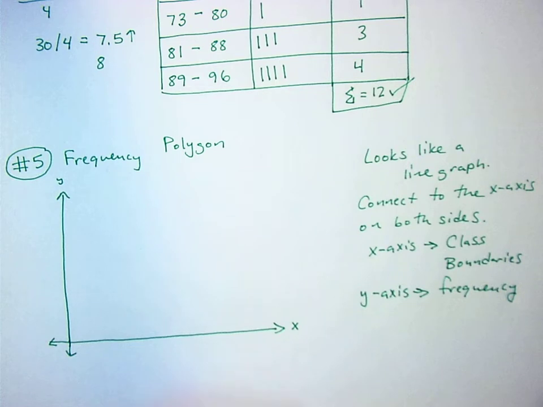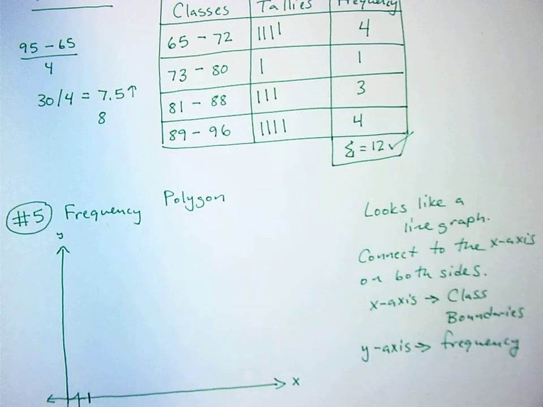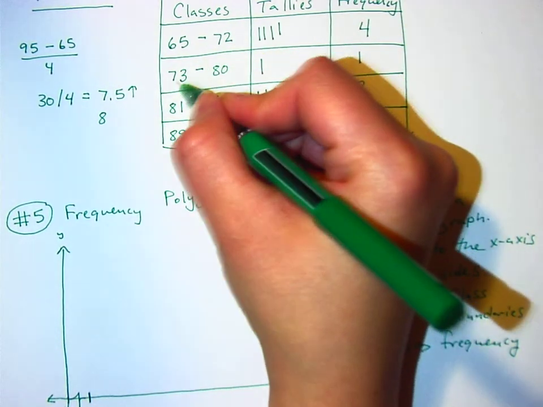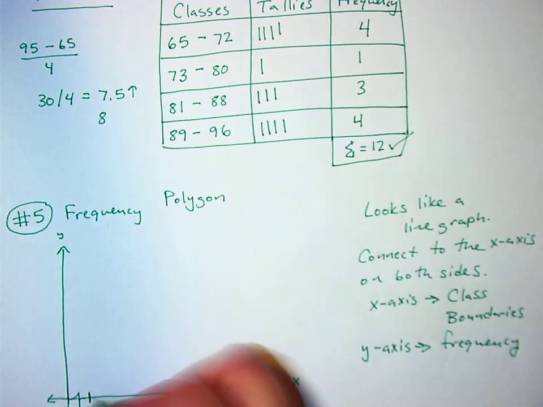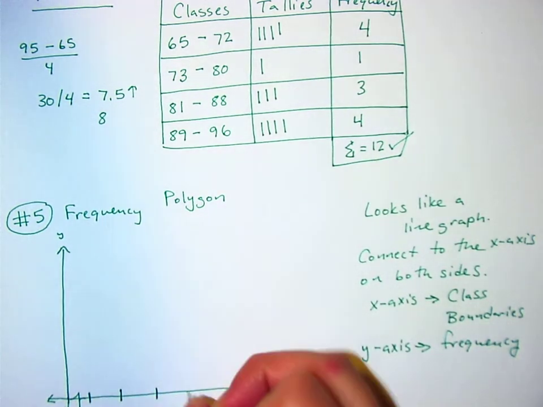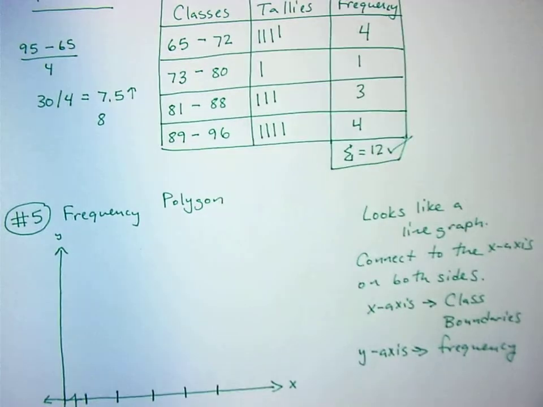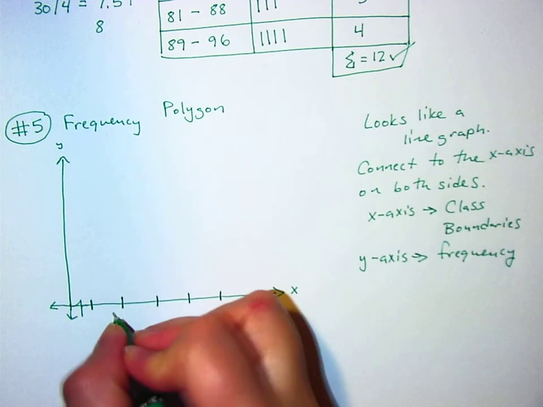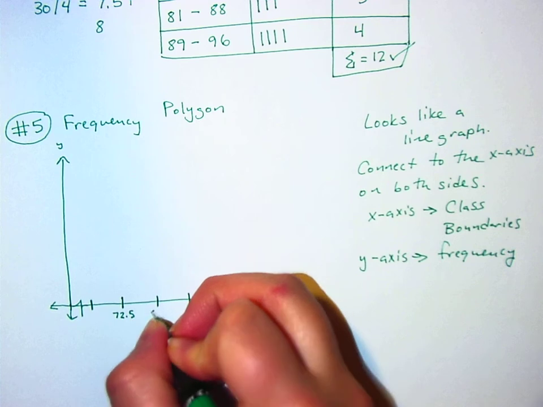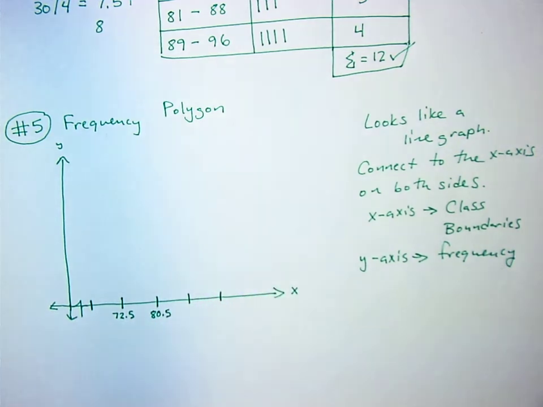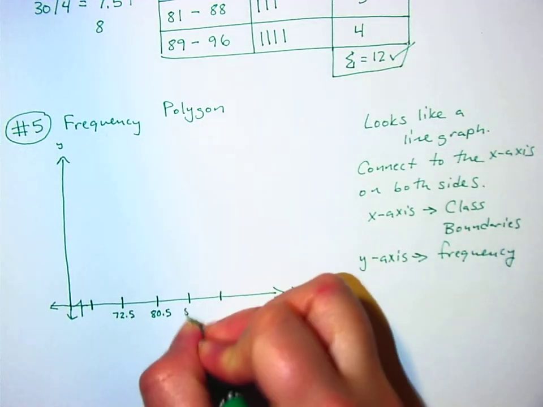Okay, so let's put a line break here because I know that definitely I'm not going to start at 0. And I'm looking back up here at my classes, and remember we're looking for those halfway points, halfway between the classes. So since this class ends at 72 and this one starts at 73, that means that my second tally is going to be 72 and a half. Okay, and then I've got halfway between 80 and 81, which is 80 and a half. Then halfway between 88 and 89, which is 88 and a half.